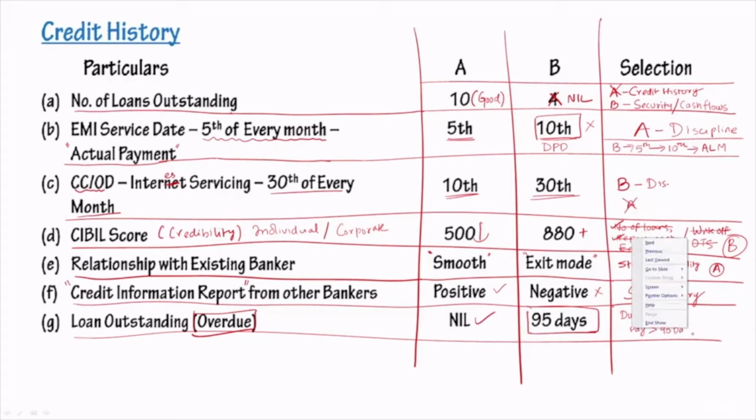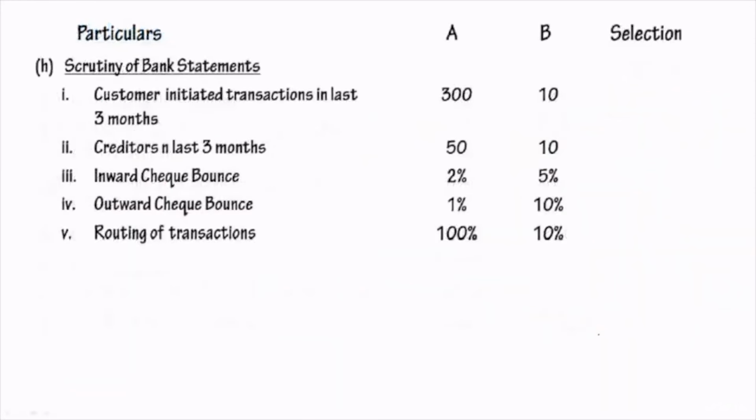Now, why am I stressing so much on 90 days? Because if the loan's interest and principal are not serviced for 90 days, then it will become a non-performing asset, which is going to result in a loss for the bank. So in this case, obviously, the bank will be okay with A and not with B. So let's summarize.